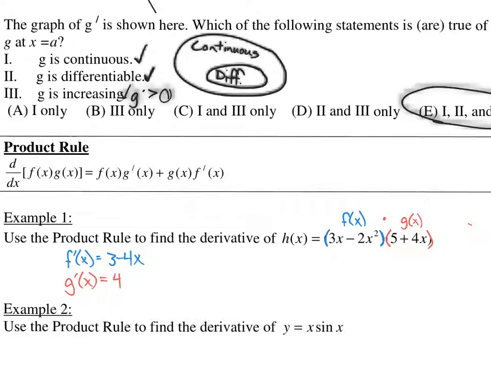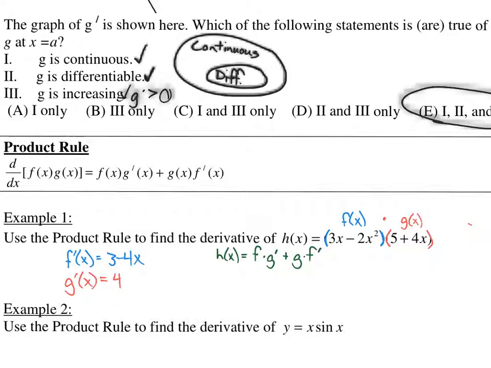So notice I am taking the derivative of each part, but I can't just multiply those together and say it's the derivative of the function. I have to use the product rule. So let's look at using it. H prime of x is going to be f times g prime. By the way, sometimes we leave out the of x's just for ease of writing. F times g prime plus g times f prime.